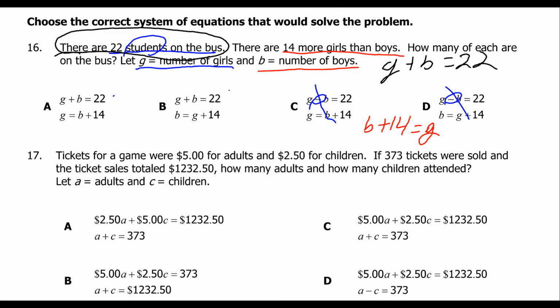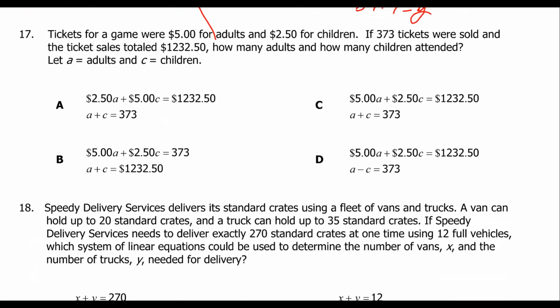Okay, it says G equals B plus 14, G plus 14. We're supposed to have B plus 14. This is wrong. That goes away. We're left with A.